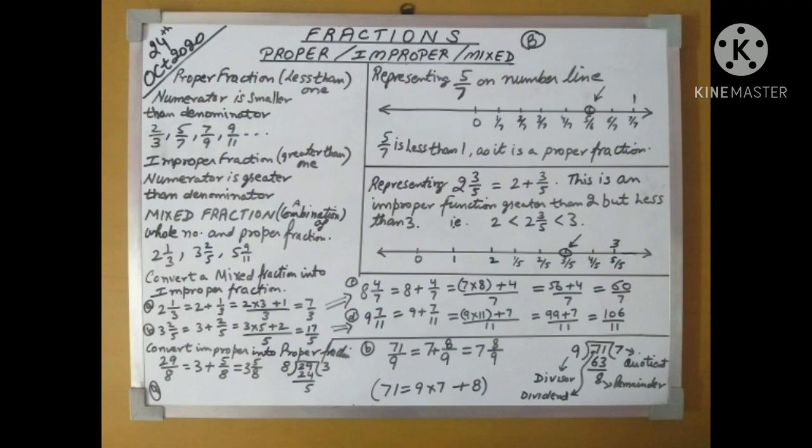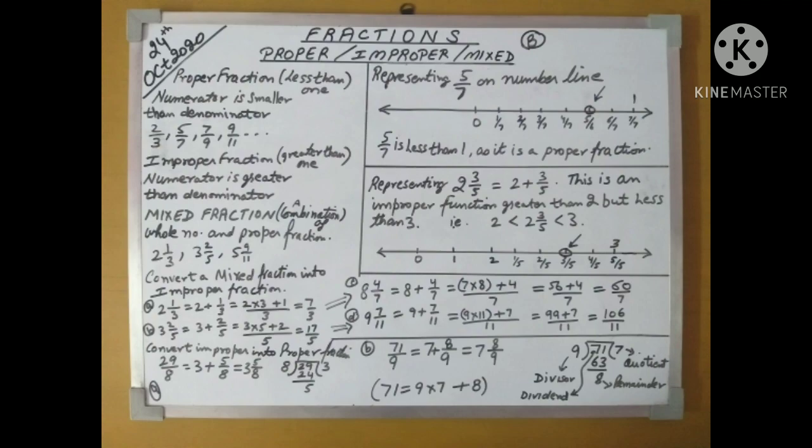Actually, the improper fraction can be written as a mixed fraction also. For example, 2 1 by 3, 3 2 by 5, 5 2 by 11. To convert a mixed fraction into an improper fraction, you follow these steps. You write 2 1 by 3 is equal to 2 plus 1 by 3, right? Then you write 2 into 3 plus 1 divided by 3, which total comes out to be 7 by 3.